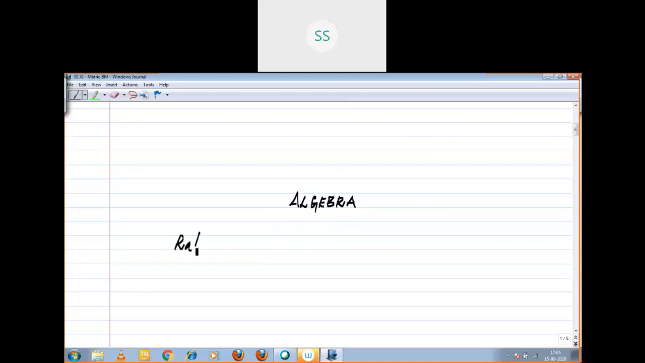Rational expression. Rational means what? Rational number means what? Any idea, children? Already you learned these things, so I am going to refresh. Rational means a number that can be written in the form of p by q, where q is not equal to 0. Here also the same.